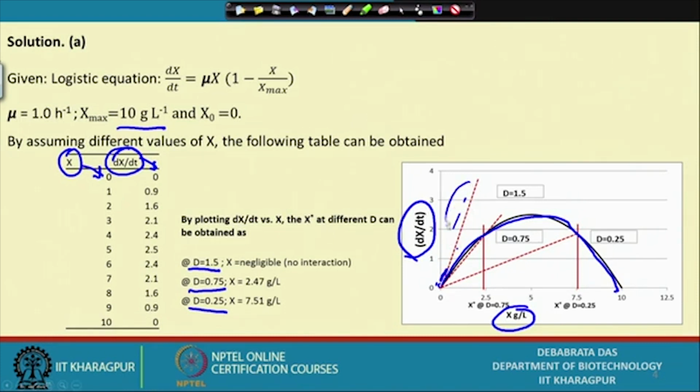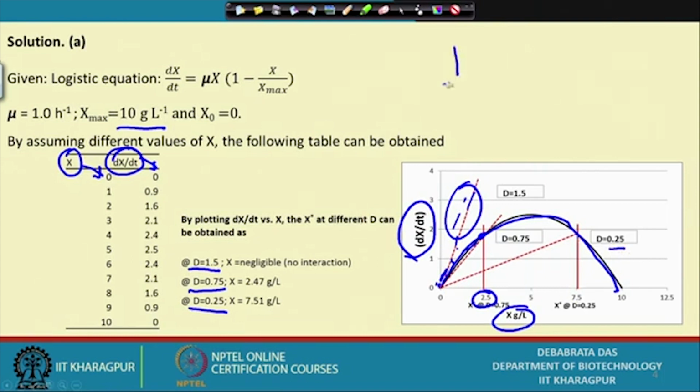So we can assume that this is the situation where the cells will be washed out from the system, because we can easily visualize from this particular figure that there should be no cell present in the reactor. When we do it analytically, then also we can justify how it happens. But when we have 0.75, then it touches the curve here. So your cell mass concentration will be 2.5.